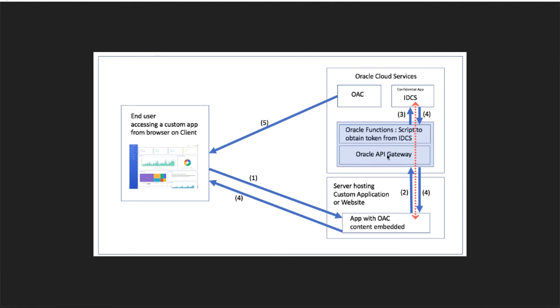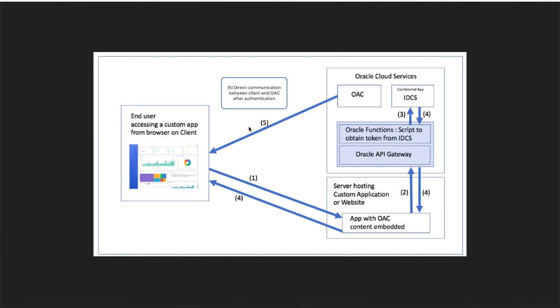That was fronted by the Oracle API Gateway. That script went to the Oracle Identity Cloud Service, IDCS, using an IDCS API to get that token, which was then passed back to the client and offered my authentication behind the scenes. So I didn't have to log in as an end user to that environment.